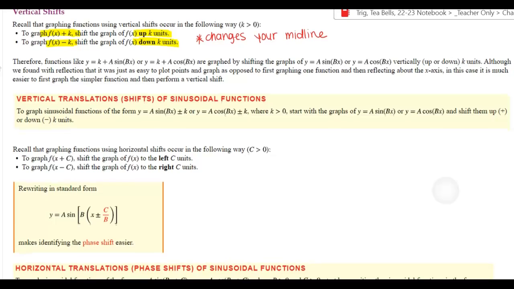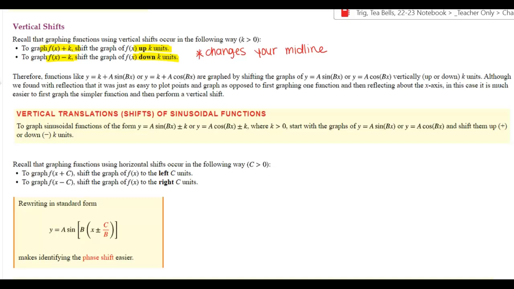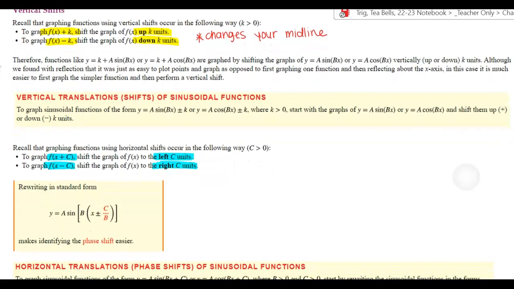Okay, our next transformation is what we call a phase shift. Okay, so this would be when we add or subtract something inside of our parentheses. Like we have sine of x plus 2 or cosine of x minus 4. This tells us to go to the left or to the right. If you want to call this a phase shift or horizontal shift is what it's called a lot of times, but this is going to move it to the left or to the right.